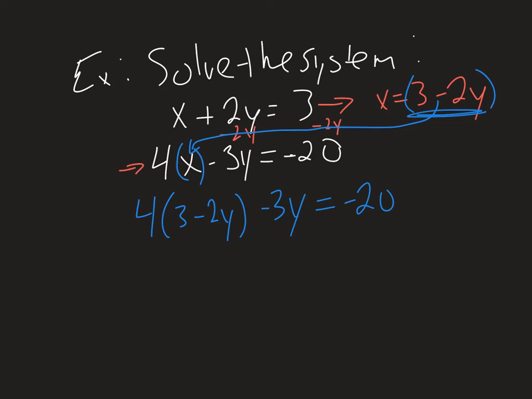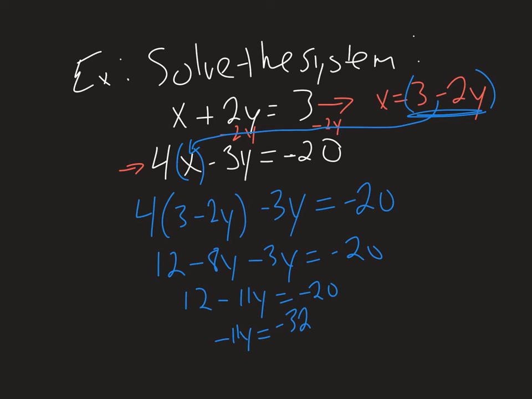Now I'm going to solve this equation for y. We'll distribute in the 4. So we'll have 12 minus 8y minus 3y is going to equal negative 20. Then we can combine some like terms. So 12 minus 11y is going to equal negative 20. And then we can subtract 12 from both sides. We'll have negative 11y equals negative 32. And then we'll divide by negative 11. So y is going to equal positive 32 over 11 because they're both negative. And again, it's a fraction. It's not nice. This is an exact solution. Let's just leave it as such.